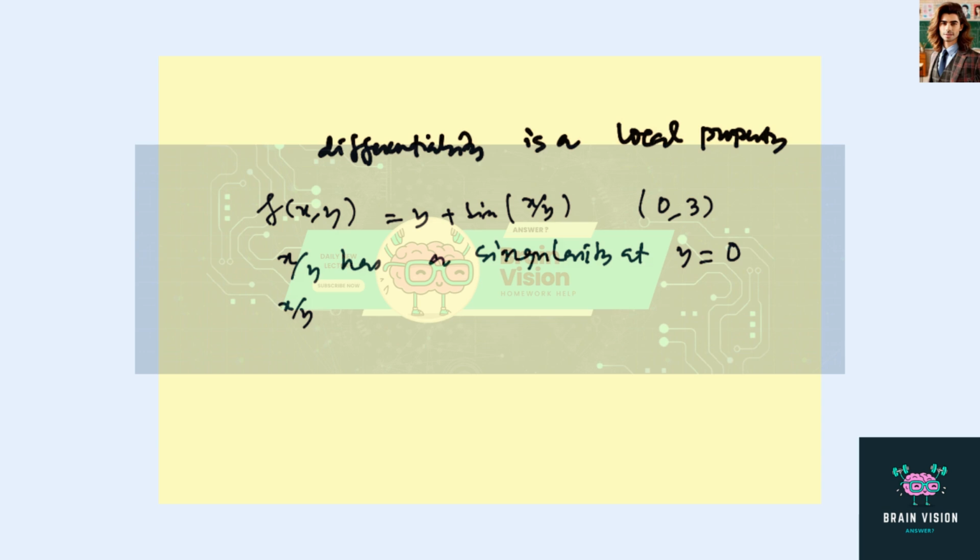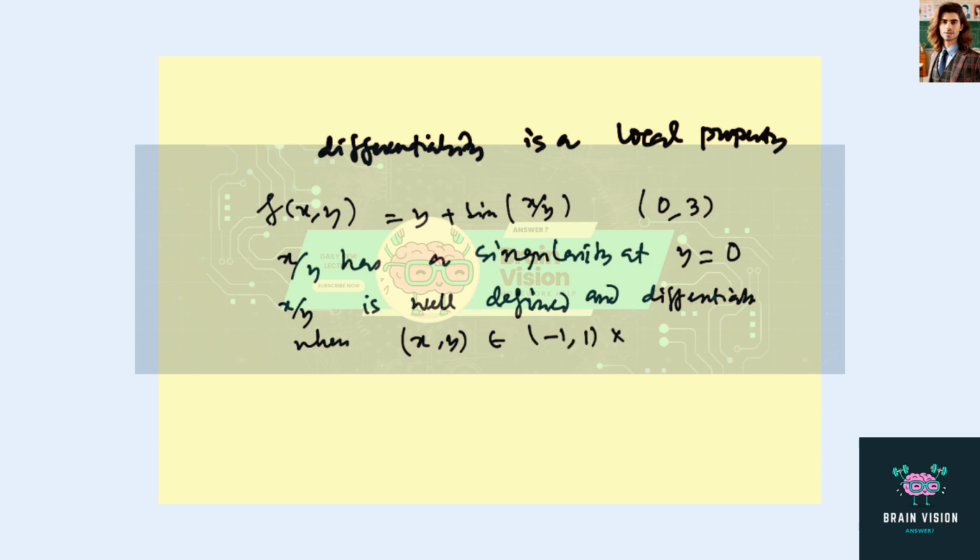So we observe that f of x comma y is well defined and differentiable when x comma y belongs to some neighborhood of 0, 3. So we can simply take -1, +1 cross some neighborhood of 3. We can simply take the open interval, say 2, 4.